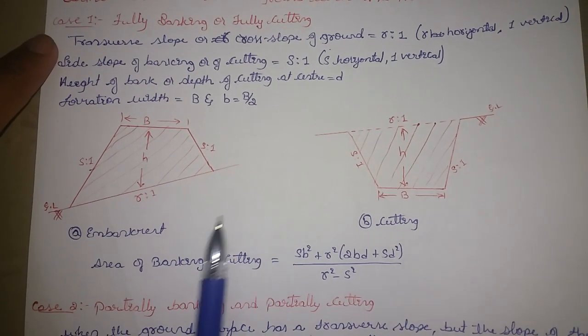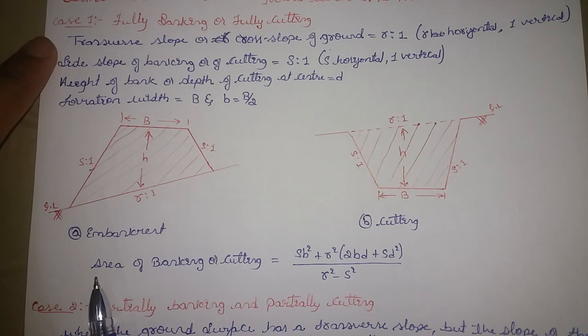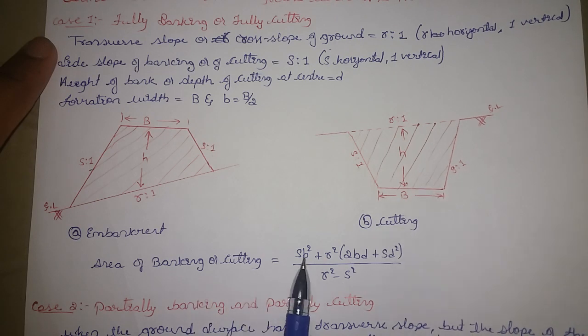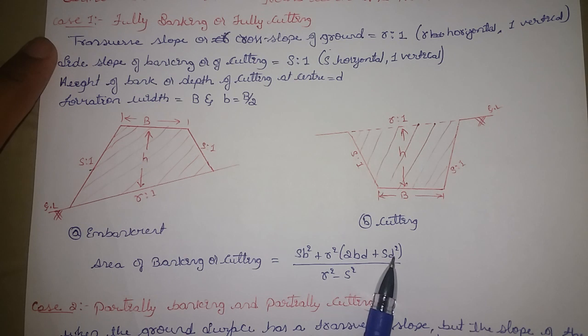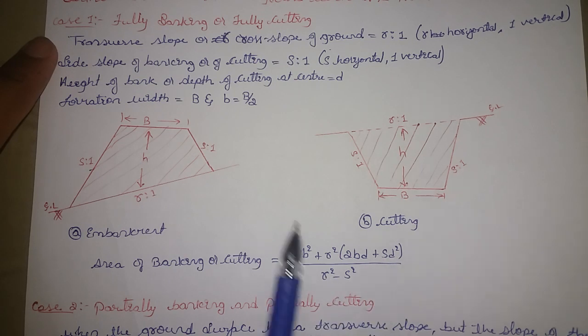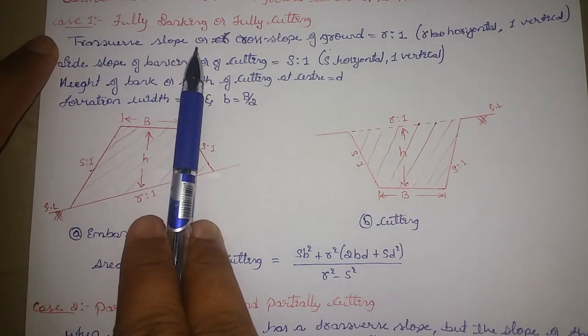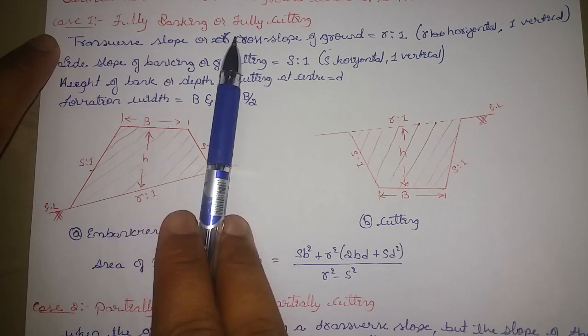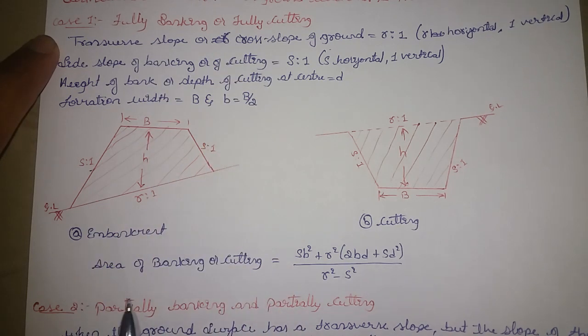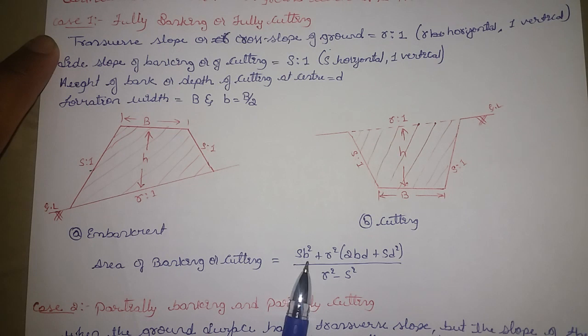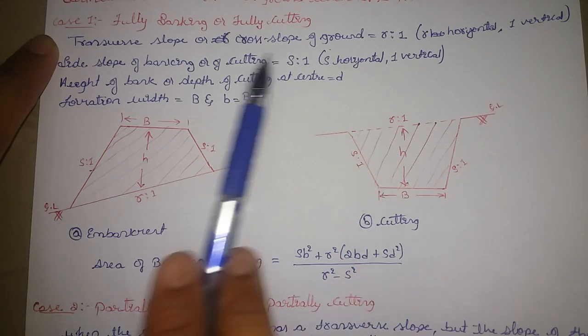After understanding this concept, there is a simple problem, and a simple formula. By substituting that formula, you will get the area of the banking or the cutting. The formula for the area of the banking or cutting is (sb square plus r square) into (2bd plus sd square) divided by (r square minus s square), when the condition given is fully banking or fully cutting. In this condition we substitute this formula. This is the entire case of fully banking.